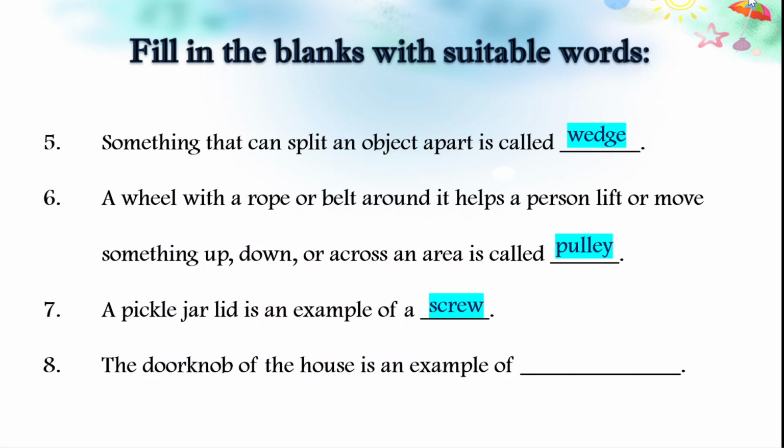Next one, the doorknob of the house is an example of, what is that? Yes, wheel and axle. So there will be a wheel and axle arrangement in the doorknob of our house. Basically, wheel and axle consists of two wheels at each end of a rod, and the rod connects these two wheels. You know that.